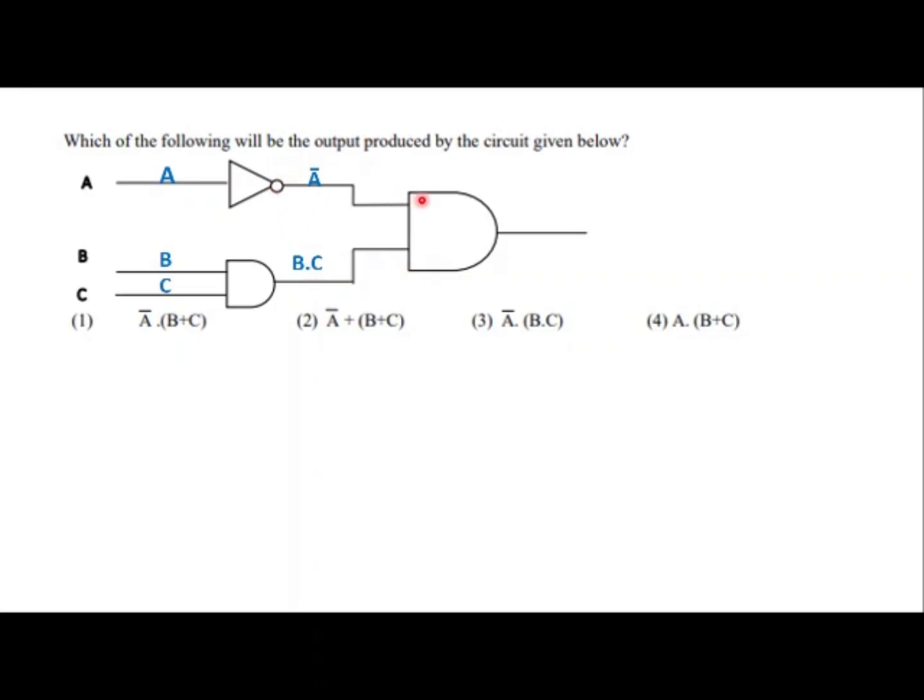Now A complement is the input of this AND gate, as well as B dot C, which is the output of this AND gate. The input of this AND gate would be B dot C. A complement is the output of this NOT gate as well as the input of this AND gate. According to that, we will get A complement dot B dot C. This is the final result. So the third one would be the answer for this question.